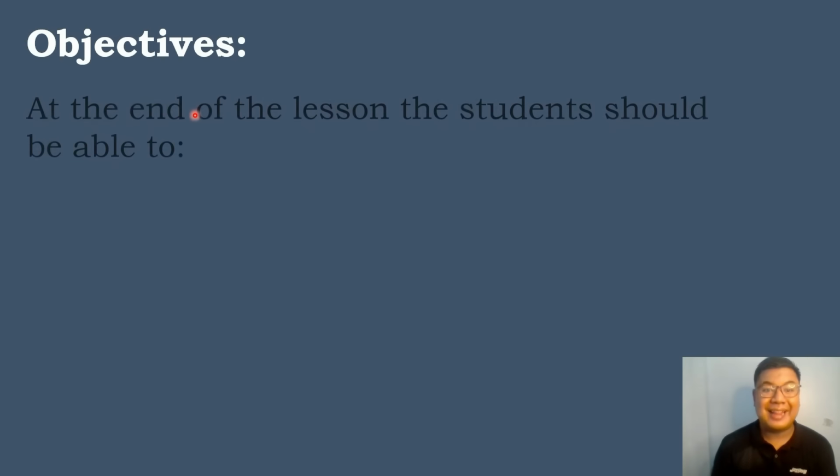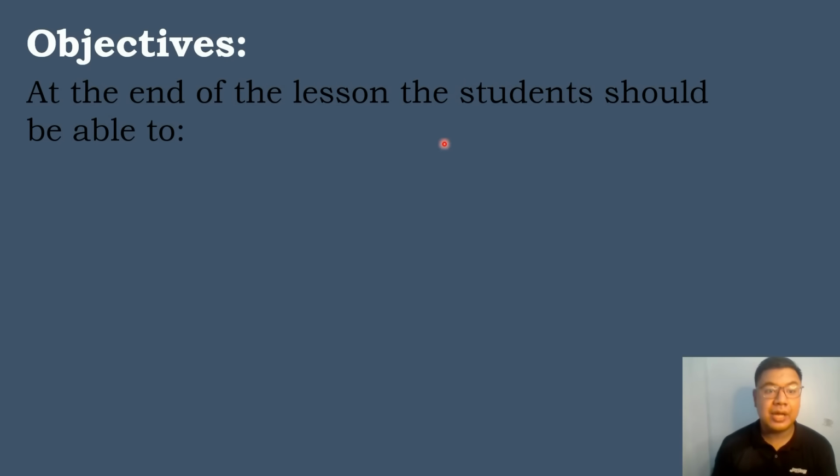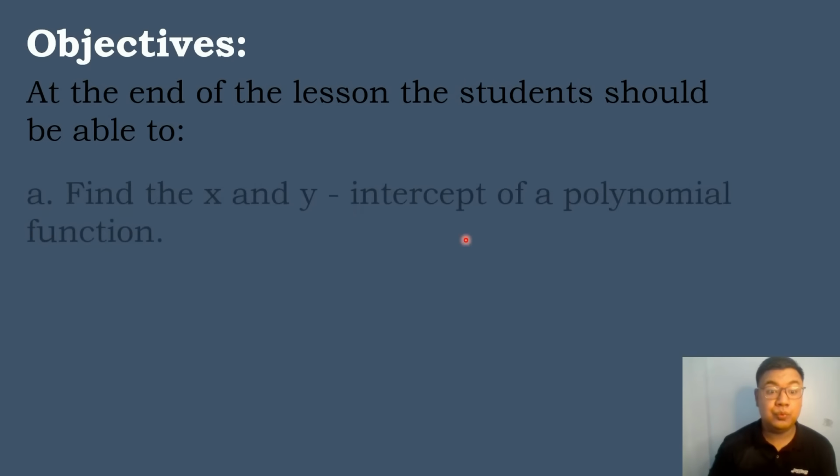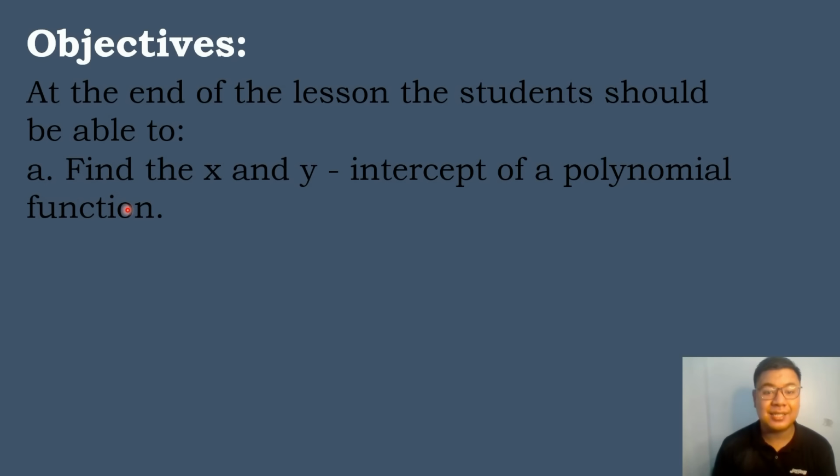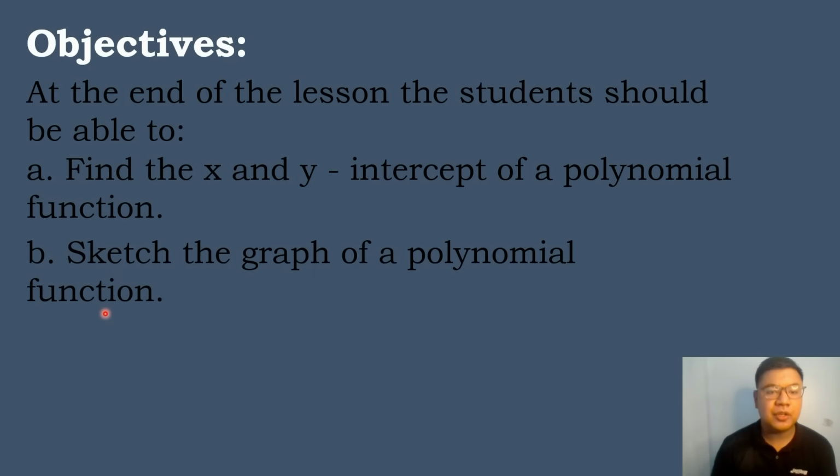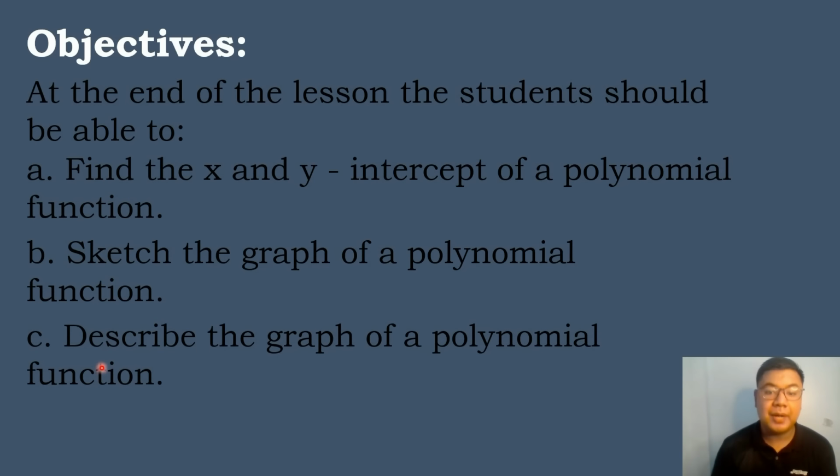So let's have our objectives in today's lesson. At the end of the lesson, the students should be able to, letter A, find the x and y intercept of a polynomial function. Letter B, sketch the graph of a polynomial function. And letter C, describe the graph of a polynomial function.